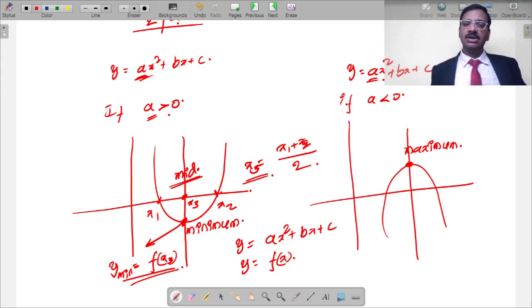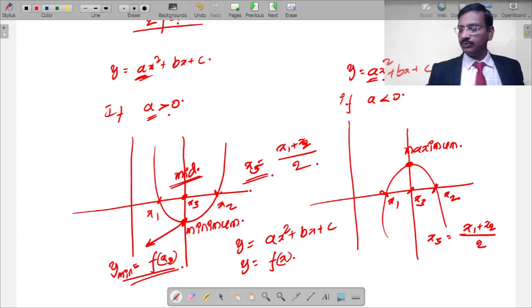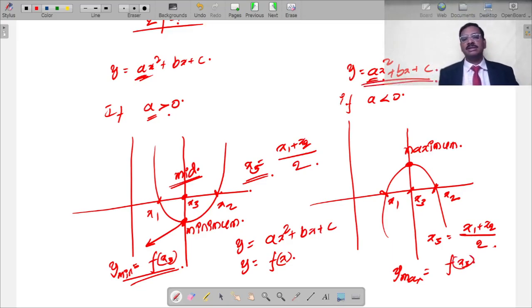And similarly, even here also you consider this. So let us say this is at x1 and this value is at x2, then the midpoint x3 will always be x3 is equal to (x1 plus x2) by 2. So this is the value, and y max will definitely be f of x3, where f of x is ax square plus bx plus c. So this is how you will be finding out the maximum value or the minimum value for any quadratic function.